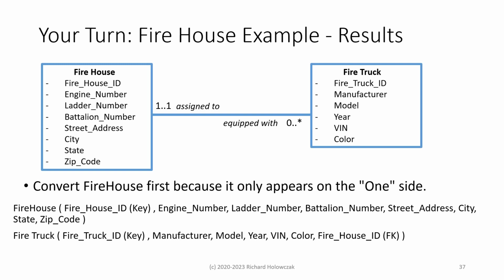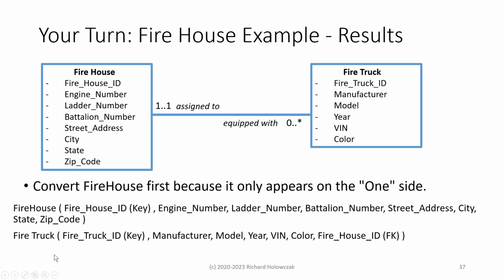Okay, here's our conversion. It turns out we got started with Firehouse because Firehouse only appears on the one side of our one-to-many relationship. So we convert Firehouse, Firehouse ID is the key, and we have all of the attributes from the Firehouse entity copied into the relation.